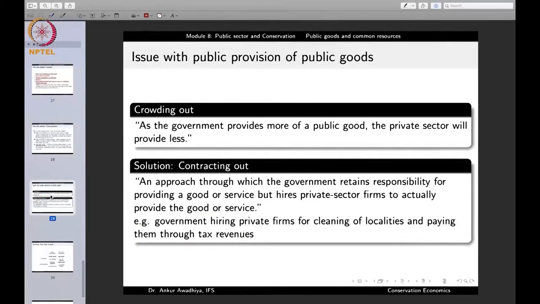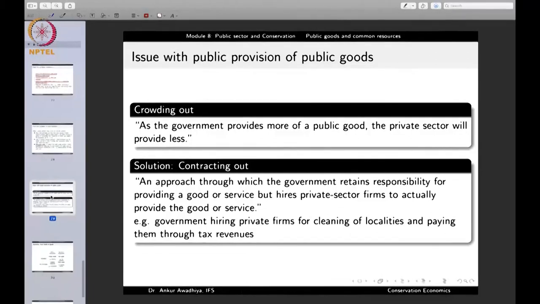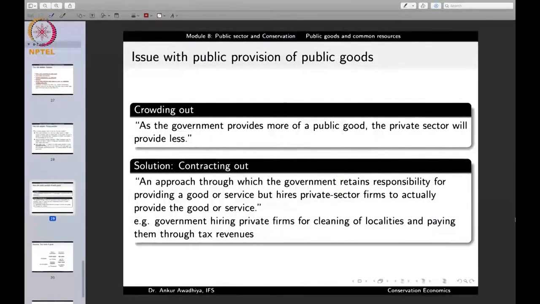Now, there is one issue when we say that the public sector can provision for the public goods. One is that there can be crowding out, which means that as the government provides more of a public good, the private sector will provide less, and this will lead to a contraction of the private sector. Now, if you want a free market economy, if you want a capitalist sort of a system, so in that case, crowding out will become a serious problem. But then the solution is to contract out, an approach through which the government retains the responsibility for providing a good or service, but hires private sector firms to actually provide the good or the service, such as government hiring private firms for cleaning of localities and paying them through the tax revenues.